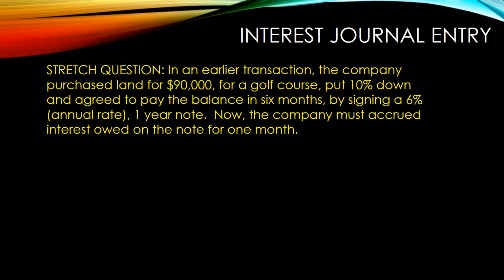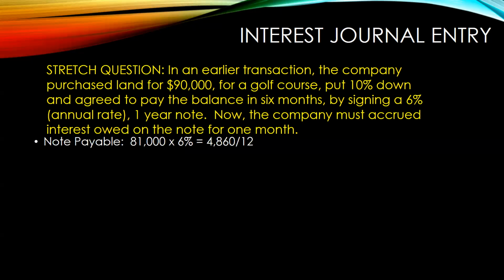In an earlier transaction, the company purchased land for $90,000 for a golf course, put 10% down and agreed to pay the balance in 6 months by signing a 6% 1-year note. Okay. Now the company must accrue the interest owed on the note for 1 month. So what they borrowed, they had a note payable. This is not a journal entry. I'm just noting it here of $81,000. Okay. So we'd say 6% of that. And how do I do that? 81,000 times 6% is going to be 4,860.